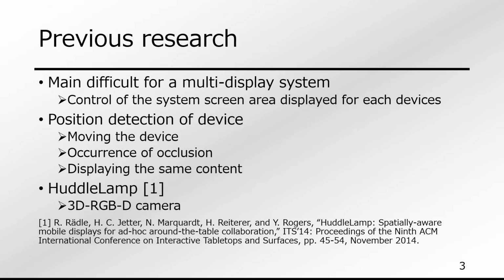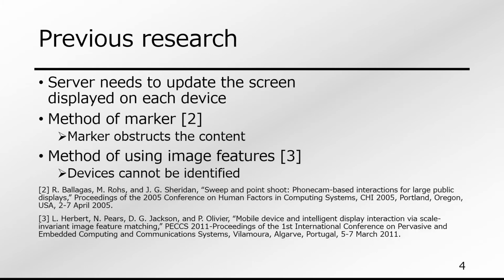HoloLamp, a multi-display system, uses a 3D RGB camera to detect the position of the device. Since a depth camera is expensive, a multi-display system using a general monocular camera is desired. In a multi-display system, the server needs to update the screen displayed on each device when the device is moved. For this purpose, the server needs to identify the relative position and orientation of each device.